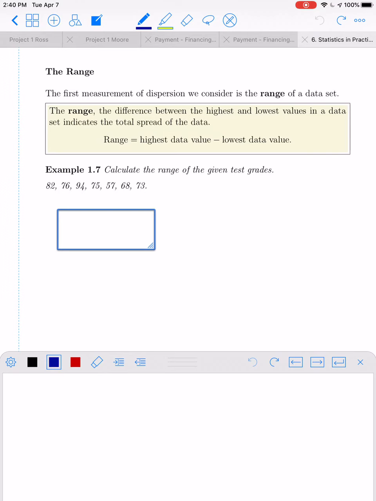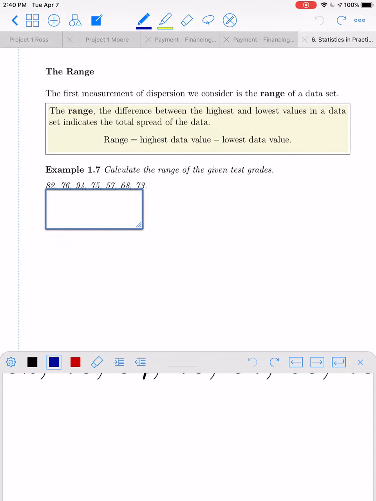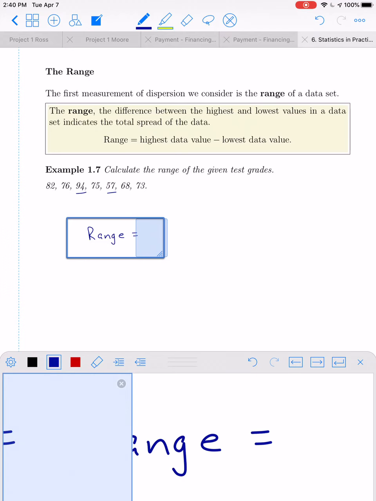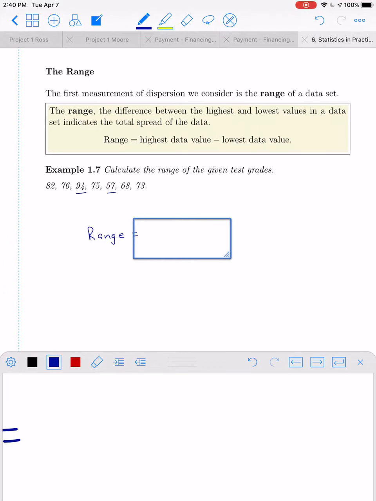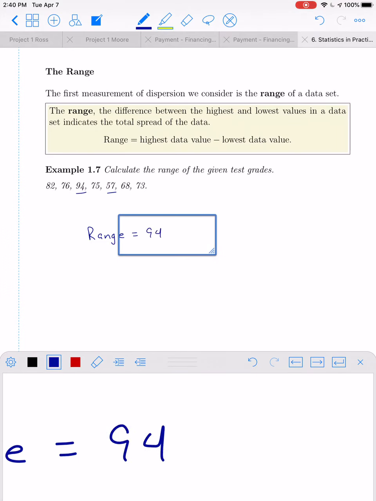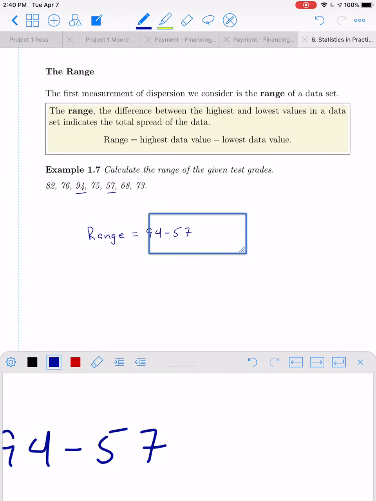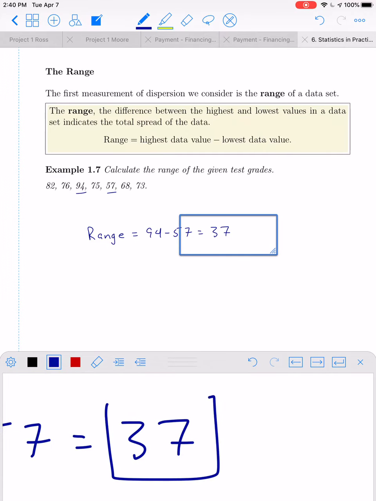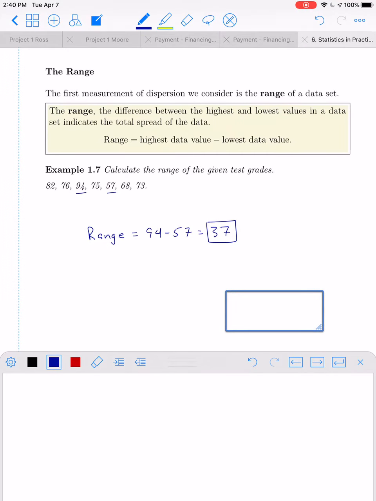Looking at the list of data we've got here, it looks like we have test grades, and we're asked to calculate the range of these test grades. 94 appears to be our largest value. 57 is our smallest. So our range is largest minus smallest, 94 minus 57, and that gives us 37. So the range is 37. That starts to give us some measurement in terms of how things are spread out, and it's kind of an obvious one.